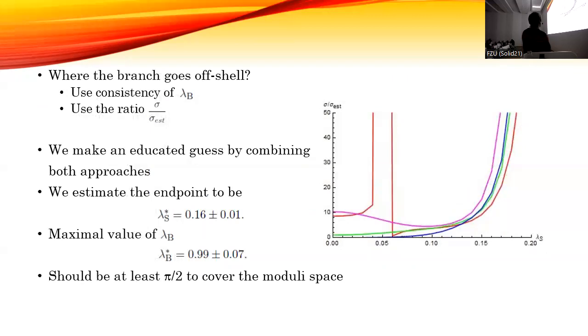Yeah, so we can use this, and also this ratio of the sigmas, which I introduced before for the free boson solution, which is plotted here. We can use this to estimate where the branch goes off shell. It won't be an exact number, but we can get a pretty decent estimate. So I estimated this number to be around 0.1. It may be a bit up or down, but the error probably won't be much larger than this.